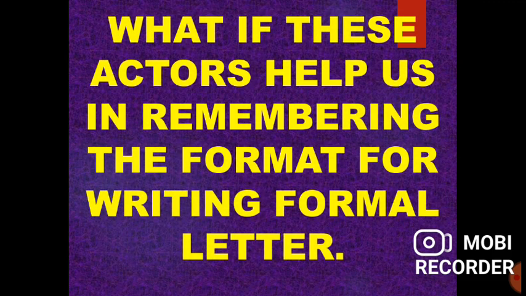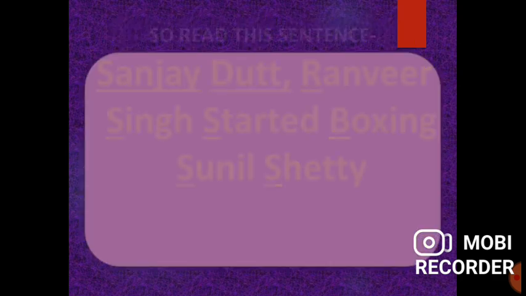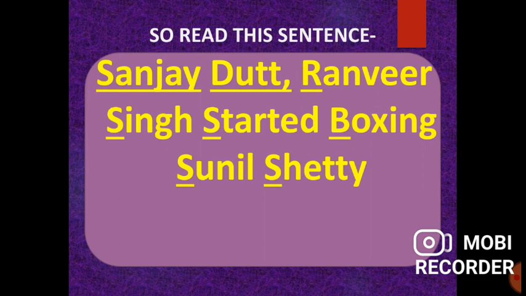Sanjay Dutt, Ranveer Singh, then there was Sunil Shetty, boxing, Charlie Chaplin. These were there, na? Let us make a sentence that will help us in learning the format of the formal letter. What is that sentence? Sanjay Dutt, Ranveer Singh started boxing Sunil Shetty. What is the line? Sanjay Dutt, Ranveer Singh started boxing Sunil Shetty.